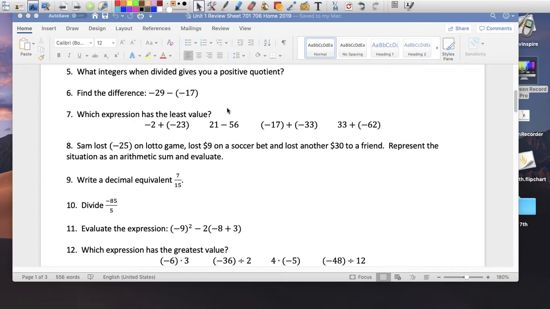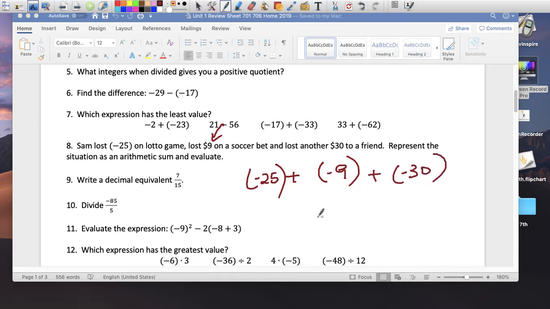Sam lost $25, lost $9, lost $30. Represent the situation as a sum. So I want to represent this as a sum. Write an expression using addition. So negative 25 means, if you lose 25, let's represent that as the integer negative 25, plus lost $9, represented by negative 9, because it's a loss. And then plus, again, we're going to represent $30 as negative 30. So this is what happened to Sam.